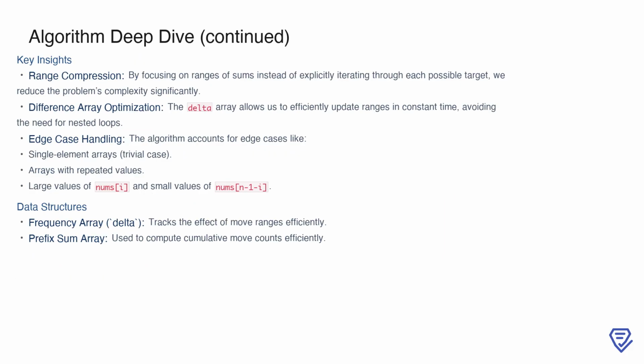The key insights behind this algorithm significantly reduce complexity. First, by focusing on ranges of sums rather than iterating over each possible target, we achieve range compression, which allows us to handle the problem more efficiently. Second, the use of a difference array ensures that we can update move ranges in constant time, avoiding expensive nested loops. This optimization is crucial for handling larger arrays.